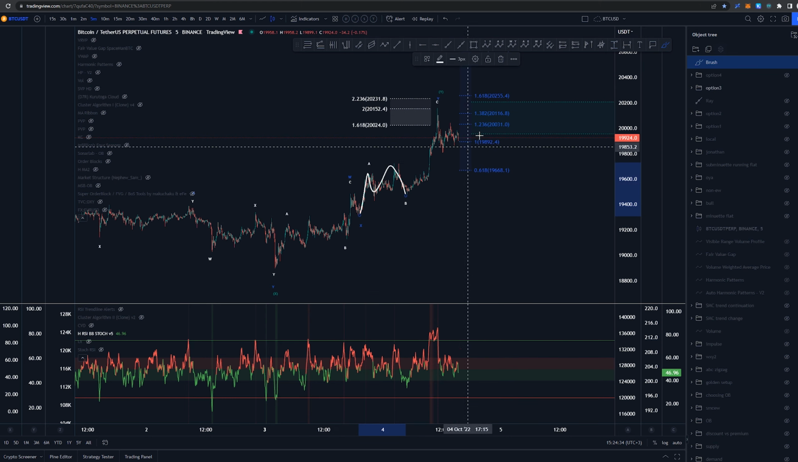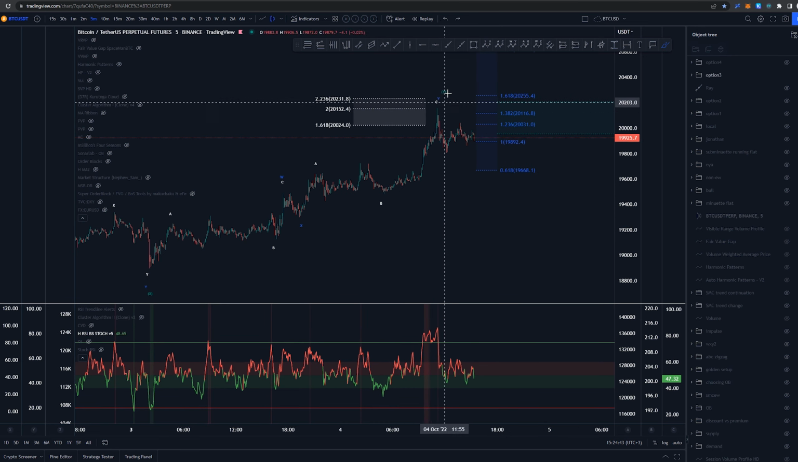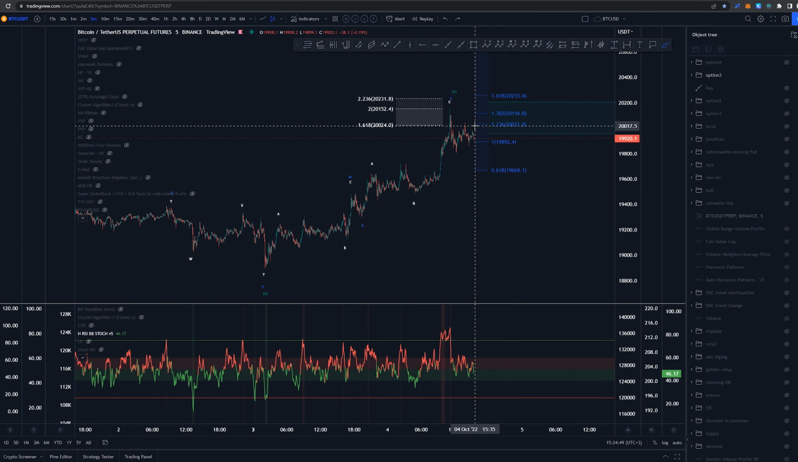Then A, B and C, this is some kind of running flat here, and then C wave could be again 1, 2, 3, 4, 5. I guess it can be 5 waves in here. It's just not that good looking. And now we're just consolidating.